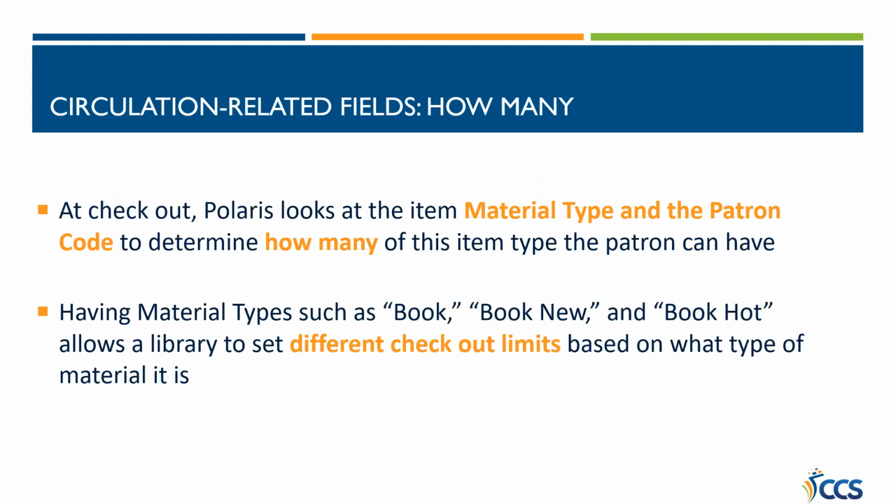This is also why we have material types like a regular book, book new, and a book hot, because this allows the library to set different checkout or hold limits based on what type of material it is. So that's how we determine how many.